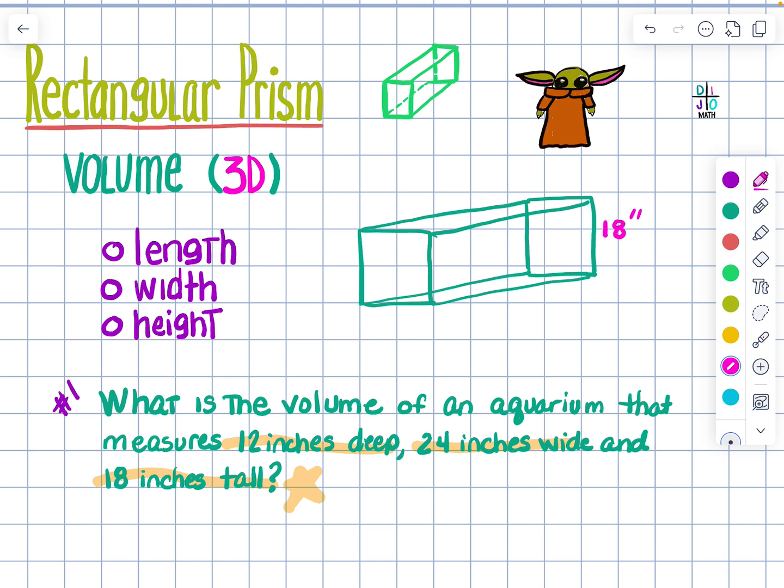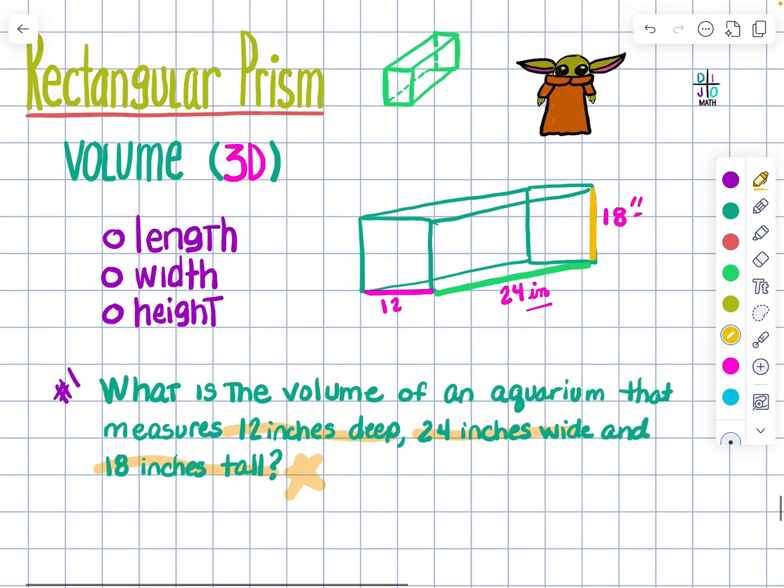So then the 12 and 24, well, this one looks longer, so I'm going to label it 24 inches. And this one I'm just going to write inches so you can see I can write it like this or like this. And then it's 12 inches deep. So that's this line right here. Okay. And so let me mark this one too. So this is the 24, and then the 18 is this one.